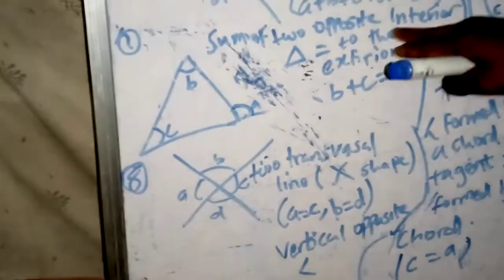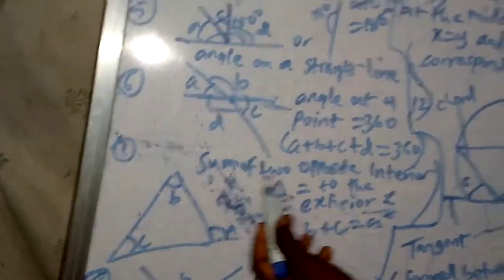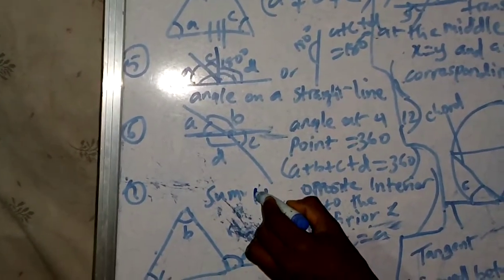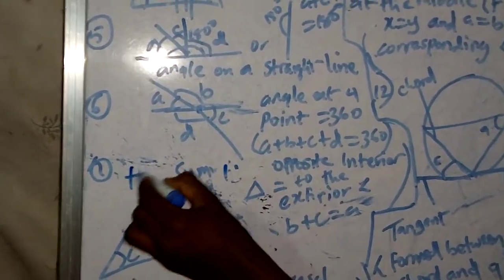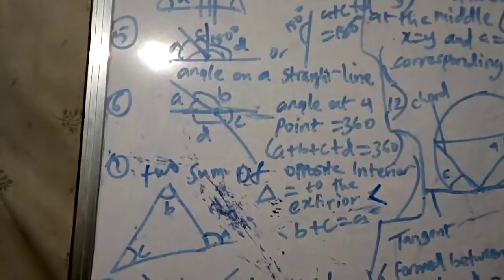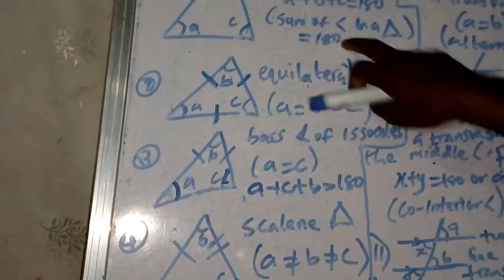Now moving to the next rule. The reason for this is two opposite interior angles: the sum of two opposite interior angles equals the exterior angle. This sign means angle, and you must know that, and this means triangle. So I want you guys to know that: triangle, triangle, angle.